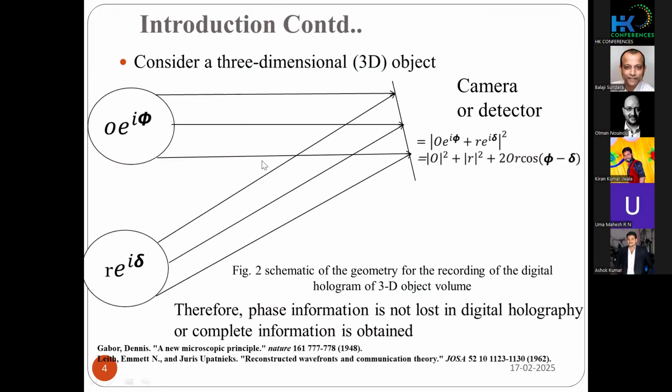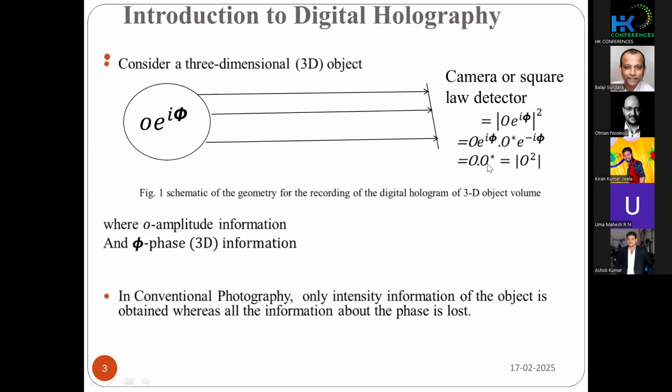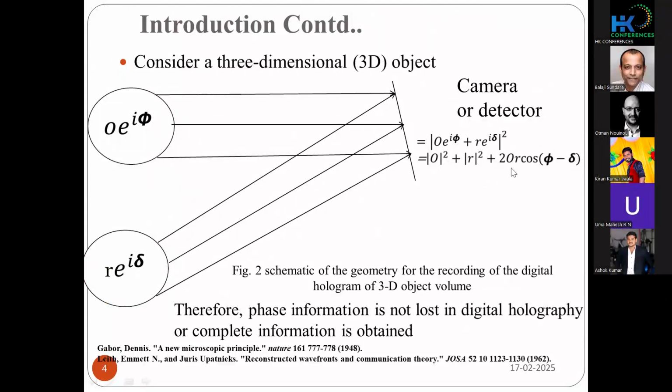So what we will do in digital holography is on the three-dimensional object information, we will superimpose a plane reference wave and we will combine both object wave and reference wave in order to obtain a fringe pattern which contains both amplitude and phase information. So O is the amplitude of the object wave, phi is the phase of the object wave, R is the amplitude of the reference wave, delta is the phase angle of the reference wave. So in this manner, in holography, we can obtain both amplitude as well as phase information.